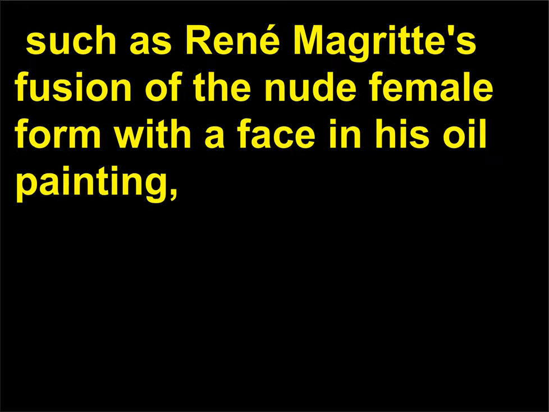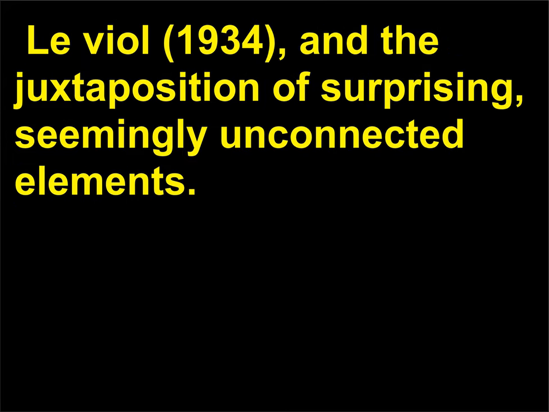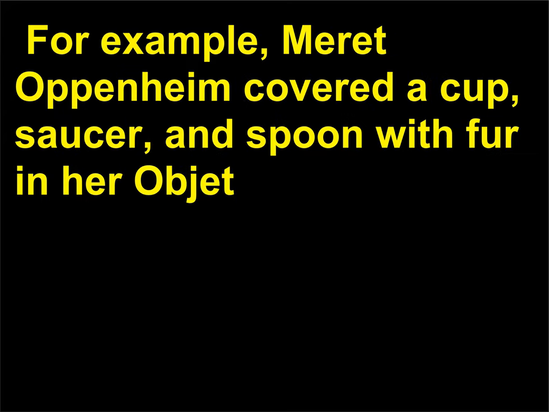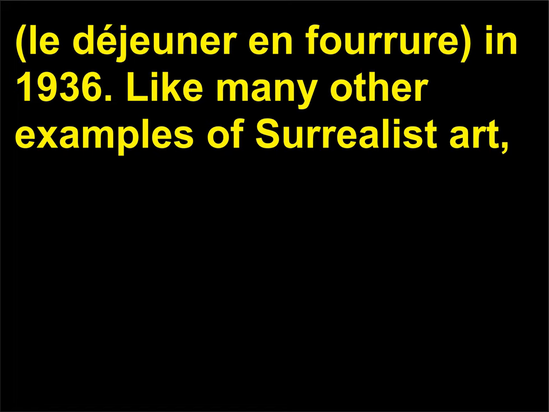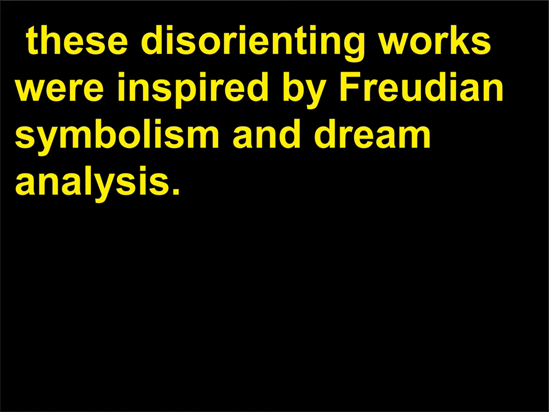The work of the surrealists is characterized by shocking, often erotic imagery, such as René Magritte's fusion of the nude female form with a face in his oil painting Le Viol, 1934, and the juxtaposition of surprising, seemingly unconnected elements. For example, Meret Oppenheim covered a cup, saucer, and spoon with fur in her objet Le Déjeuner en fourrure, in 1936. Like many other examples of surrealist art, these disorienting works were inspired by Freudian symbolism and dream analysis.